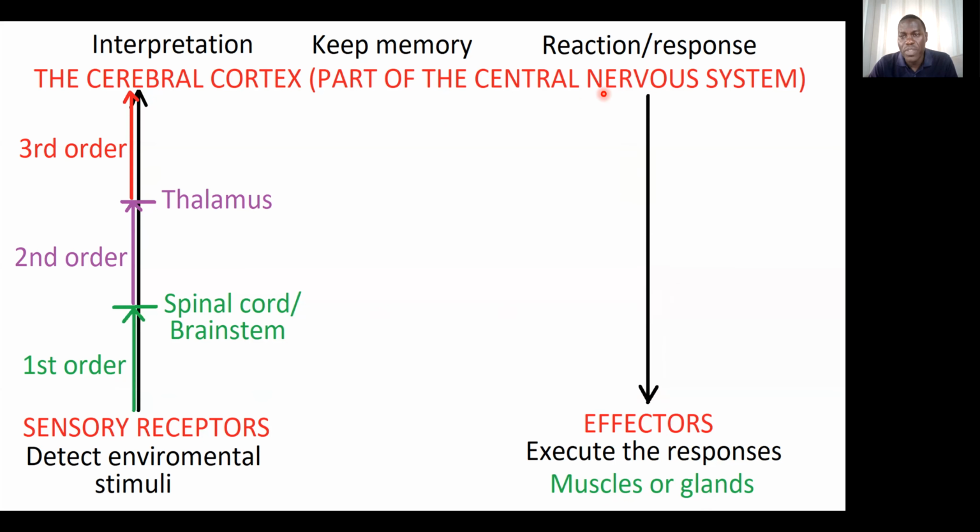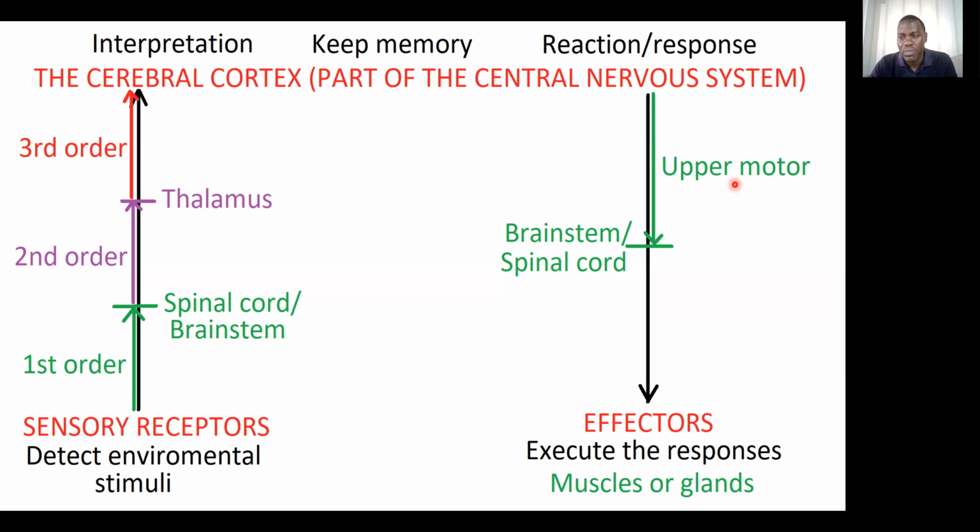The neuron that comes from the cerebral cortex is known as the upper motor neuron. That neuron will come from the cerebral cortex and terminate somewhere in the brainstem if it's targeting cranial nerves, or in the spinal cord if it's targeting spinal nerves. That neuron is called the upper motor neuron. What is important to note about the upper motor neuron is that it also decussates. I told you to decussate is to cross over.